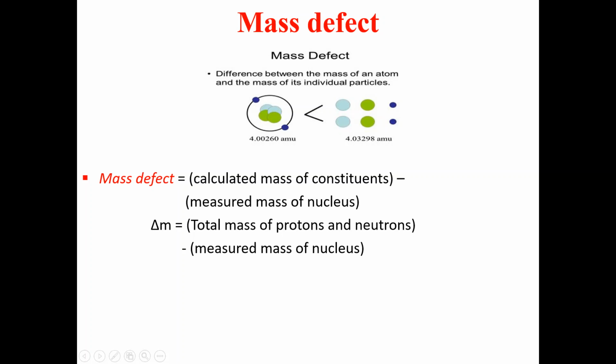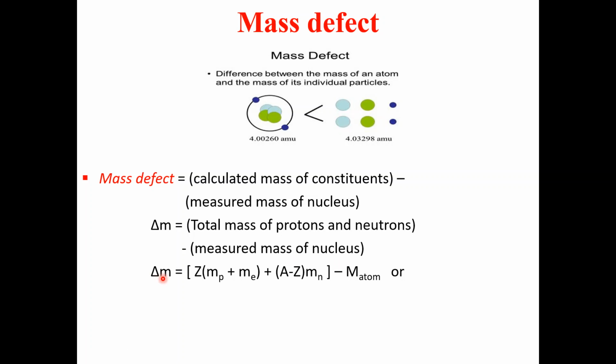So what we actually do is try to find the difference in mass. The mass difference is equal to the total mass of the protons and the neutrons minus the measured mass of the nucleus. That is, first of all, we add up the total mass of the protons and the neutrons, and then from that mass we subtract the mass of the nucleus.